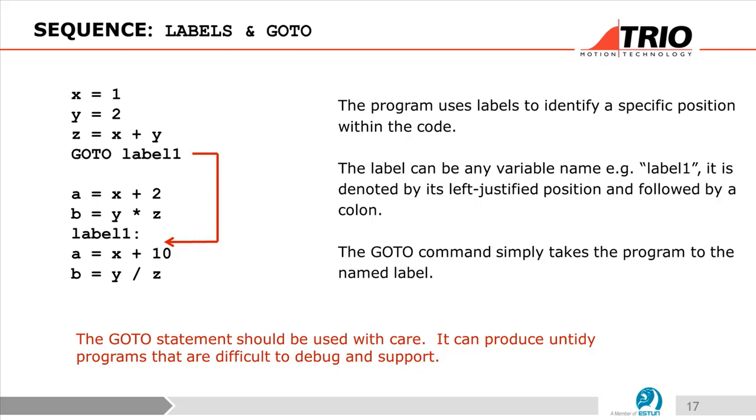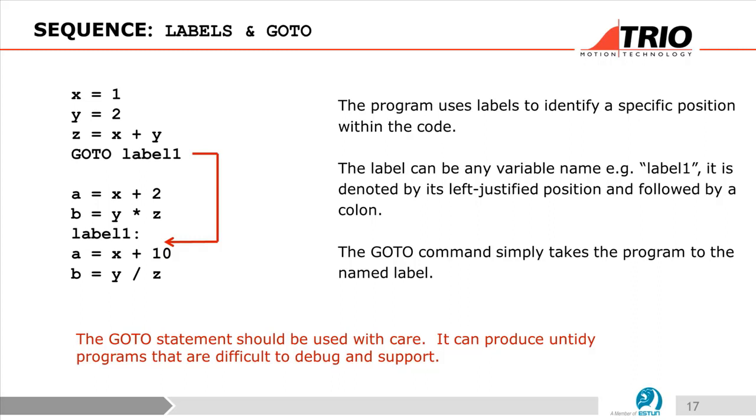It uses a label to identify a specific position in the code. Let's say, for example, you put datum and then a semicolon. Then at the next code you say, okay, now go to datum. It will execute that particular datum command, that particular subroutine, right? So the go to command simply takes the program to the named label.